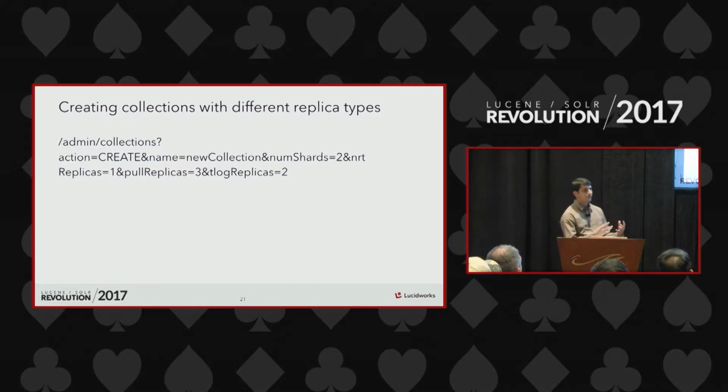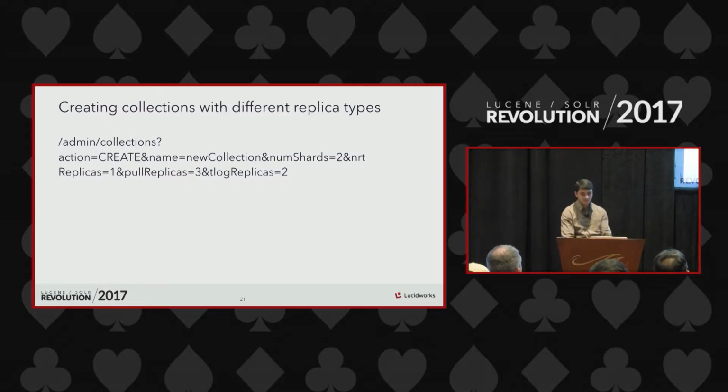The old way was to say num shards equal to X and then replication factor equal to Y. In this new case, if you use replication factor, it's basically the same thing as saying NRT replicas equals Y. Basically, replication factor and NRT replicas both create NRT replicas.